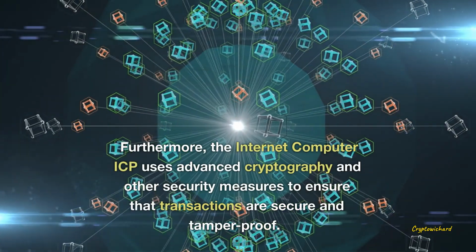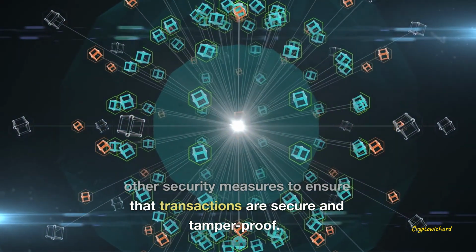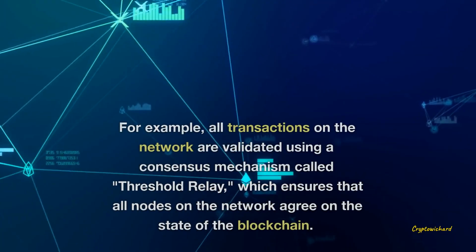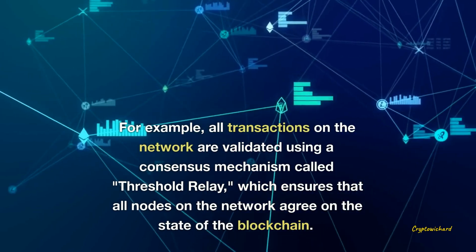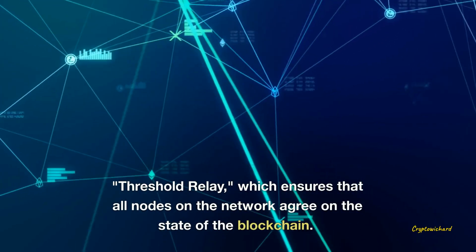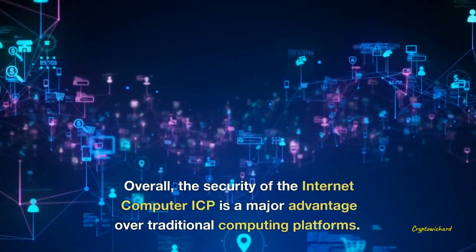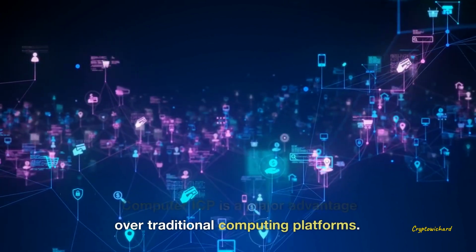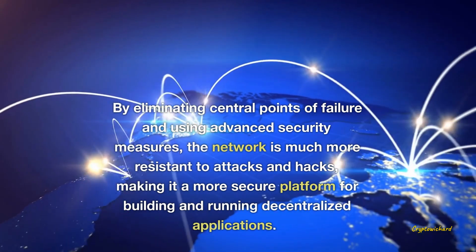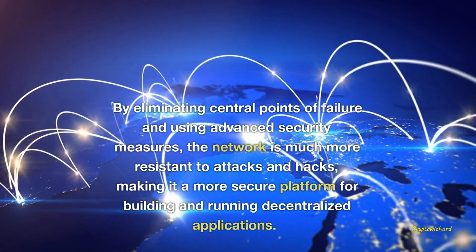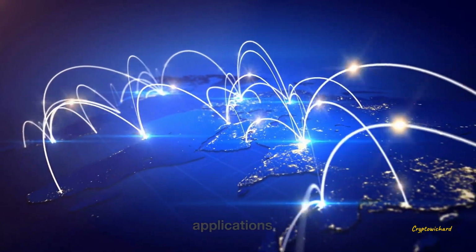Furthermore, the Internet Computer ICP uses advanced cryptography and other security measures to ensure that transactions are secure and tamper-proof. For example, all transactions on the network are validated using a consensus mechanism called threshold relay, which ensures that all nodes on the network agree on the state of the blockchain. Overall, the security of the Internet Computer ICP is a major advantage over traditional computing platforms. By eliminating central points of failure and using advanced security measures, the network is much more resistant to attacks and hacks, making it a more secure platform for building and running decentralized applications.